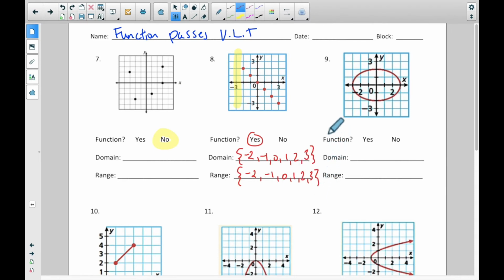Okay, let's look at the domain and range a little bit more closely because now it's on a graph, which is different than a list. So again, the domain is still my x's. So I look at the x's. There's a -2, -1, 0, 1, 2, and 3. And then I look at my y's.